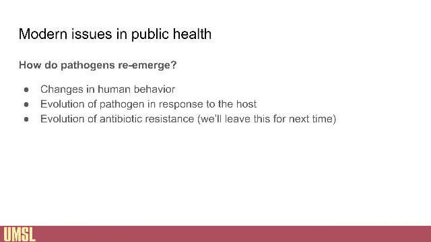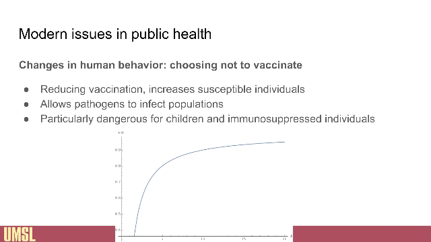So again, re-emerging diseases result from changes in human behavior, evolution of a pathogen in response to the host, and evolution of antibiotic resistance. I don't know if we're going to get to that in this course. But again, vaccinate, vaccinate, vaccinate, and vote, vote, vote.